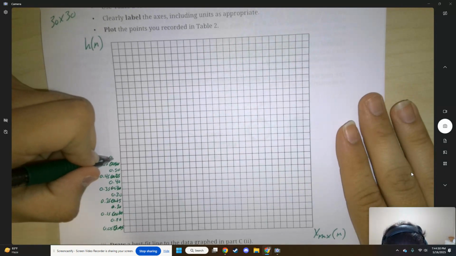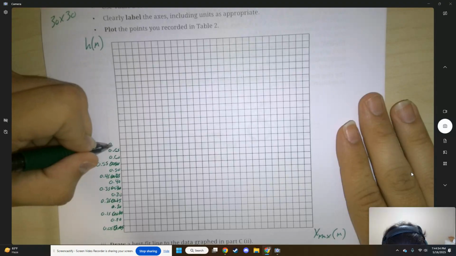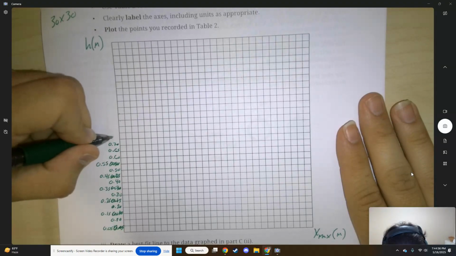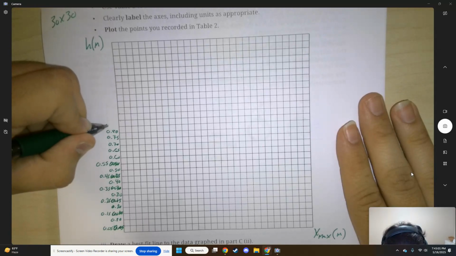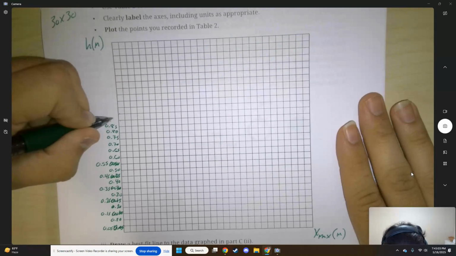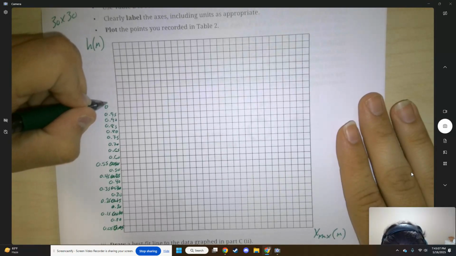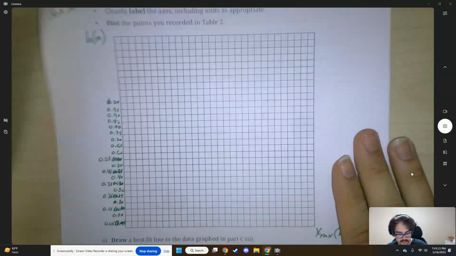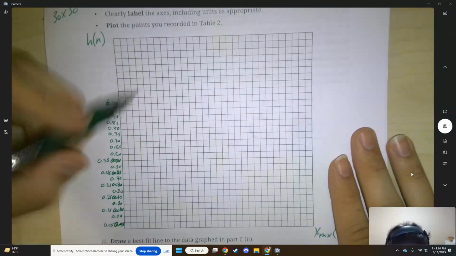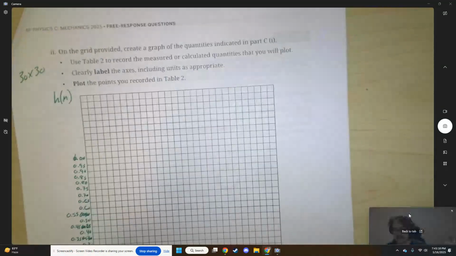0.55, 0.60, 0.65, 0.70, 0.75, 0.80, 0.85, 0.90, 0.95, 1.00. And I don't need to label any more than that. That actually does take up over half the graph space. Technically, it does. It takes up half the graph space. Okay.